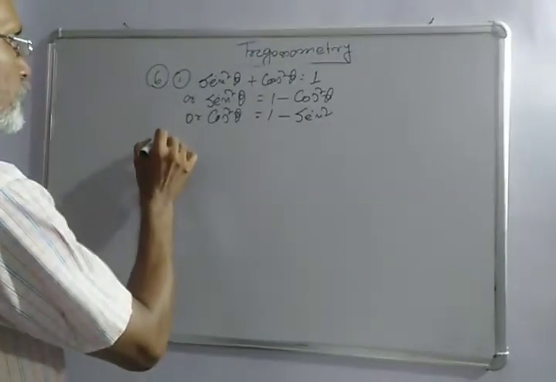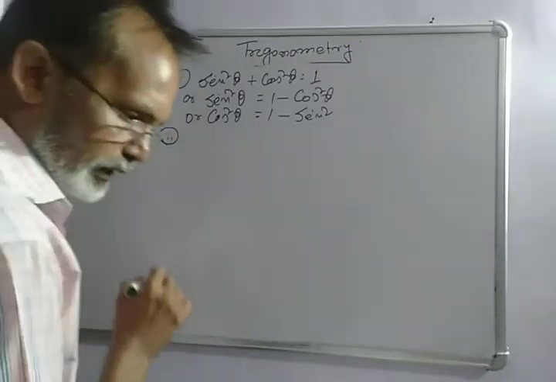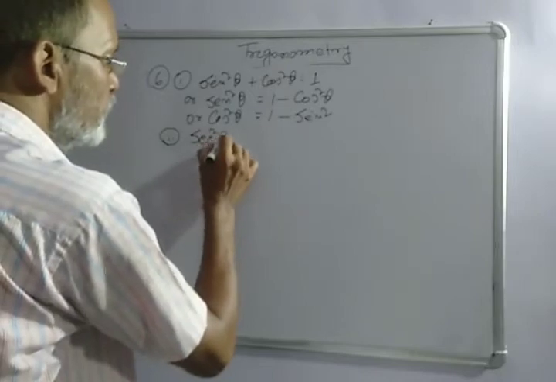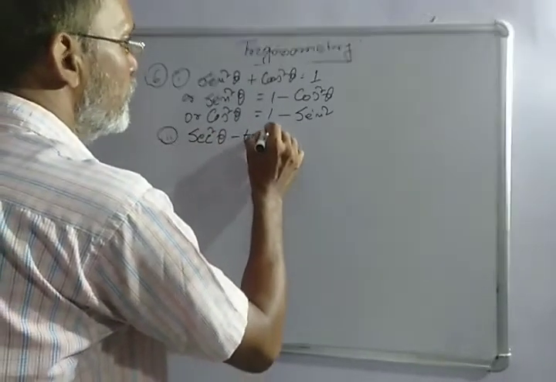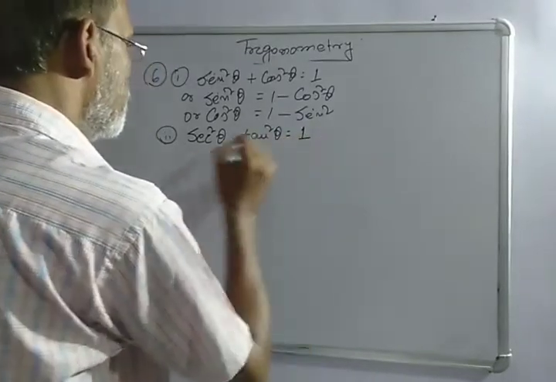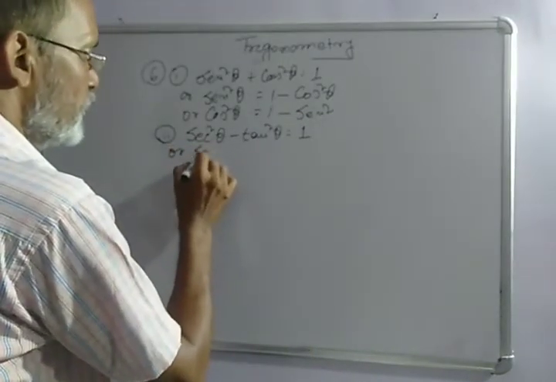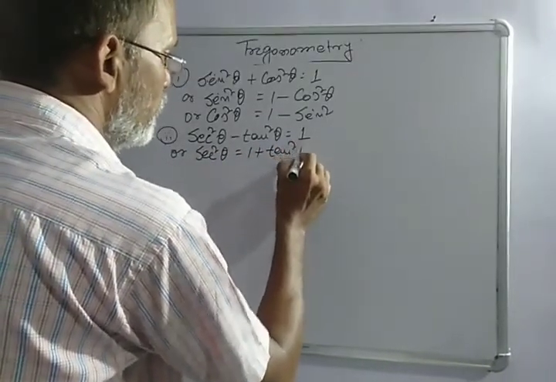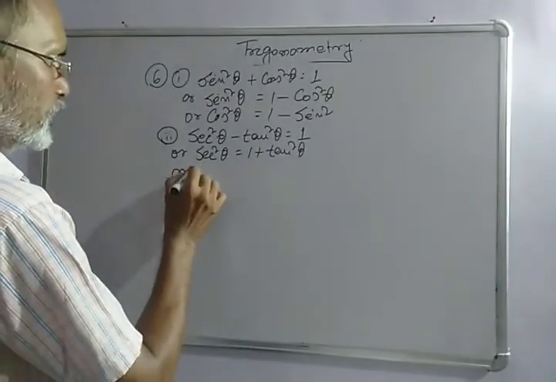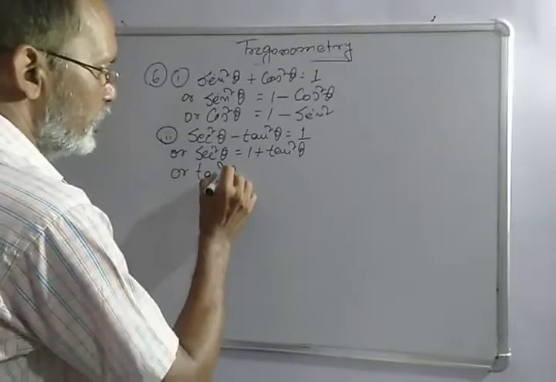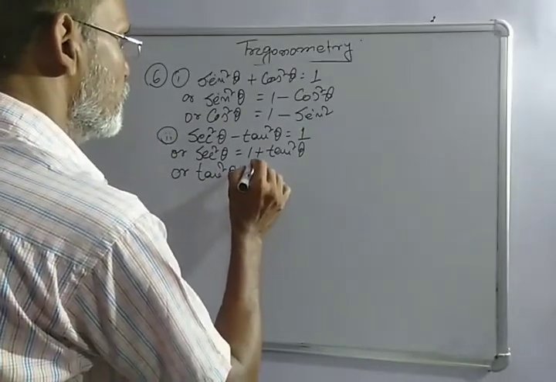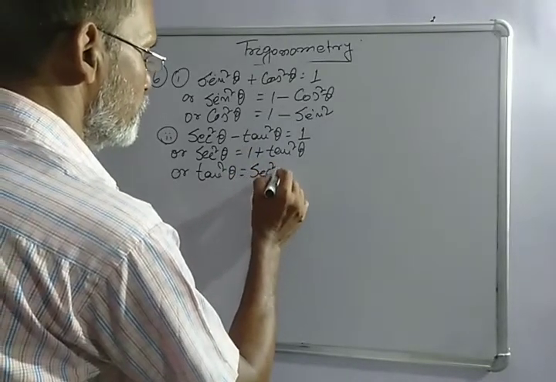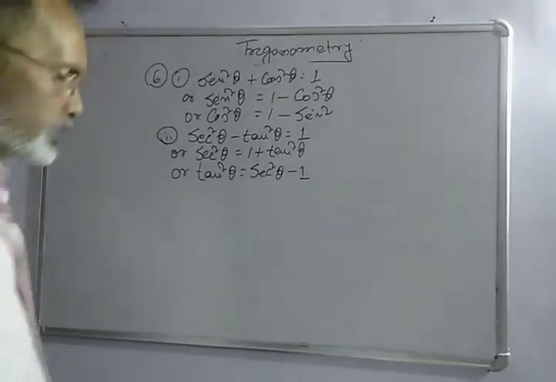Then the next one, number 2: sec square theta minus tan square theta is equal to 1, or sec square theta is equal to 1 plus tan square theta, or tan square theta is equal to sec square theta minus 1.